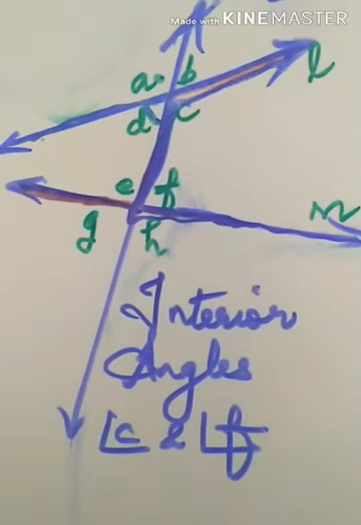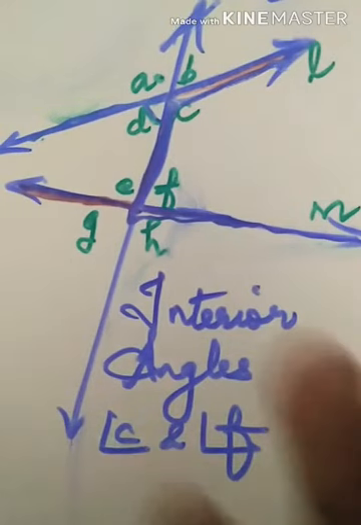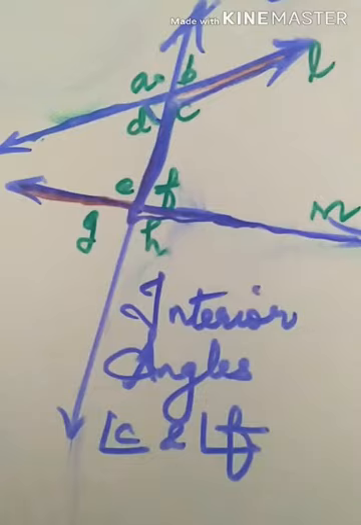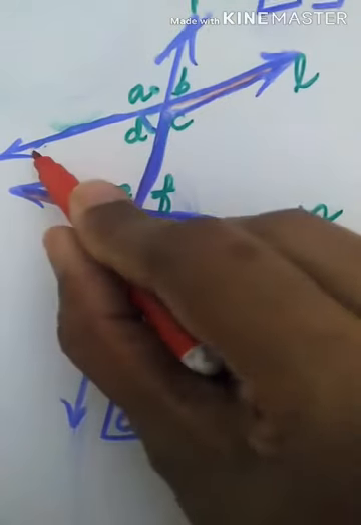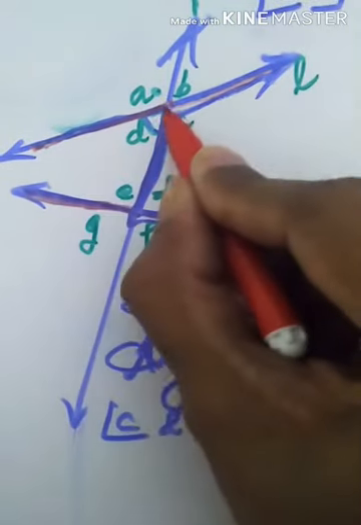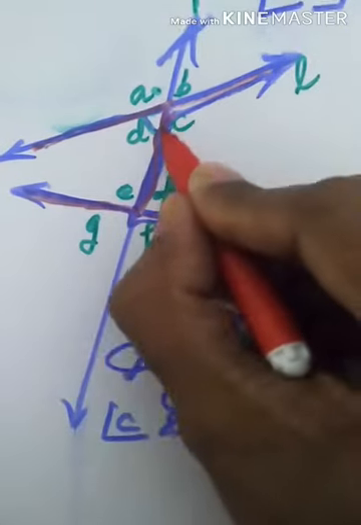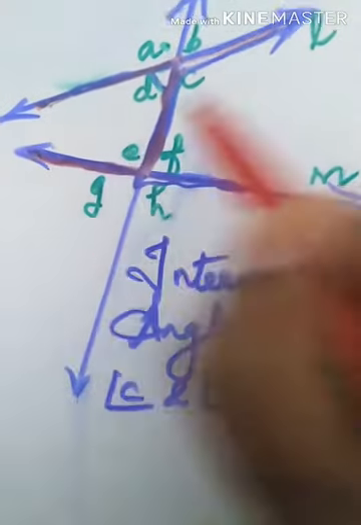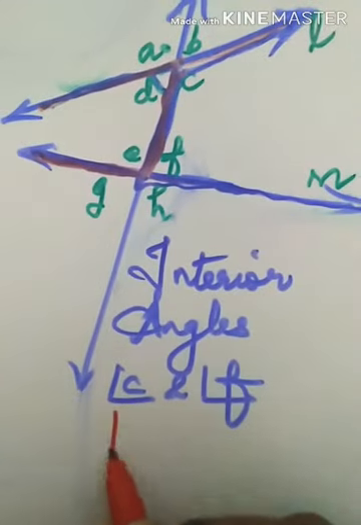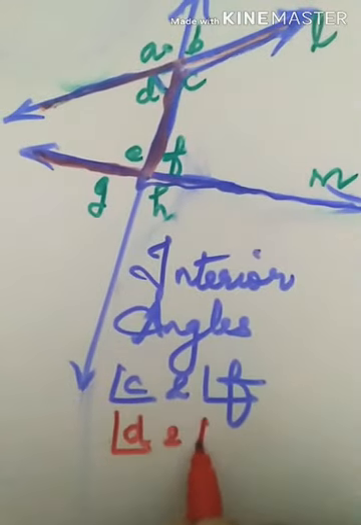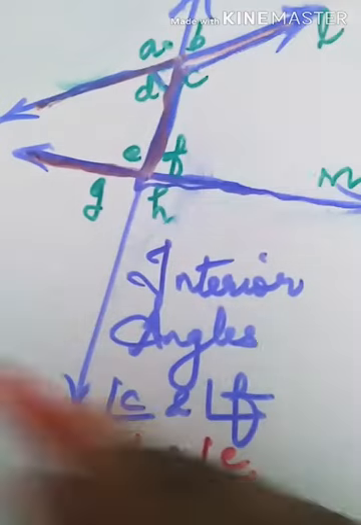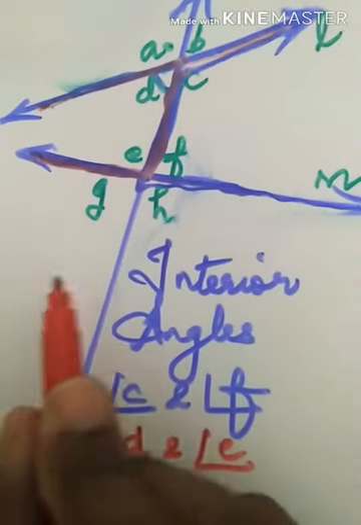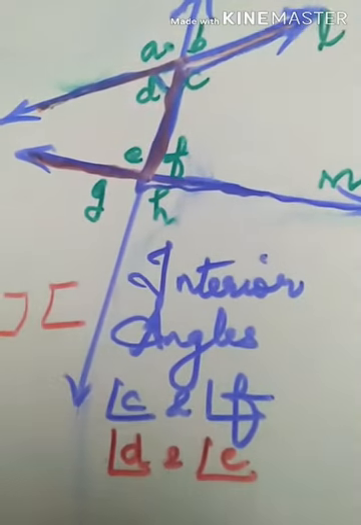The next pair of interior angles, look at the opposite side. That is angle D. Angle D is this angle. To complete the C, we have angle D and angle E. Angle D and angle E. They both make a C shape, this way or this way.